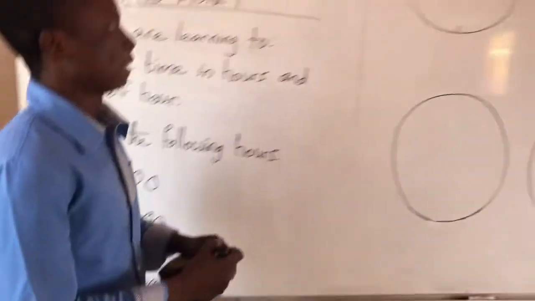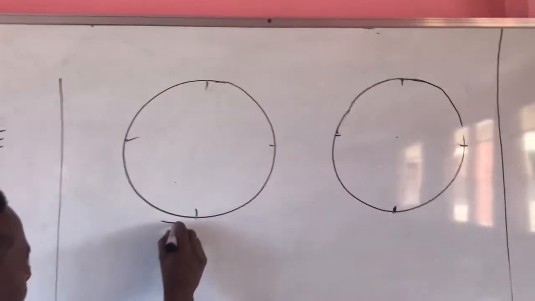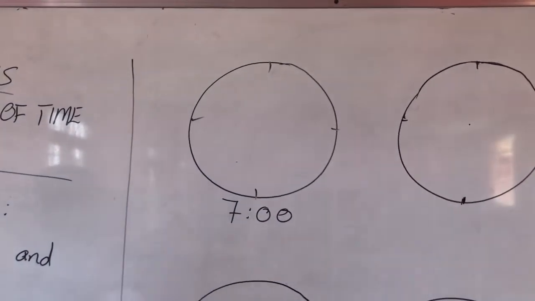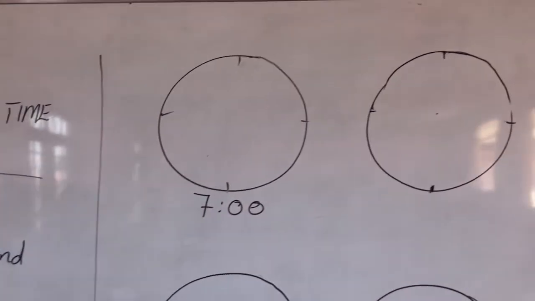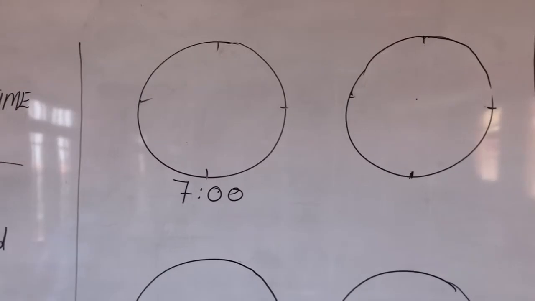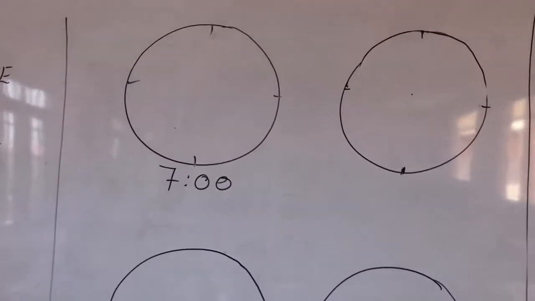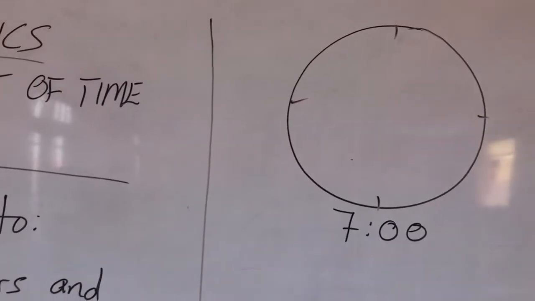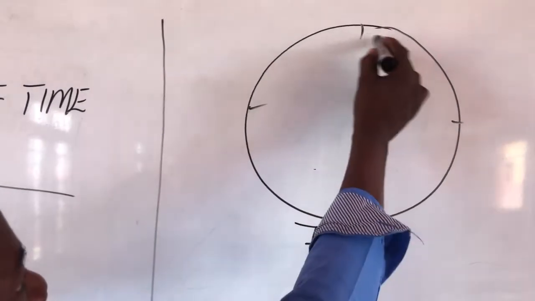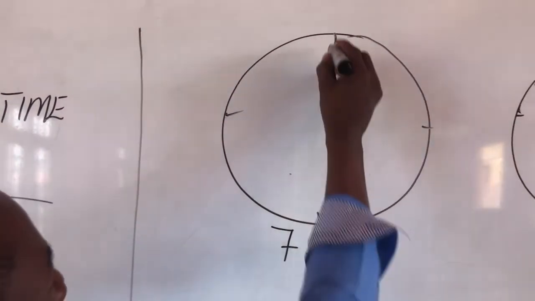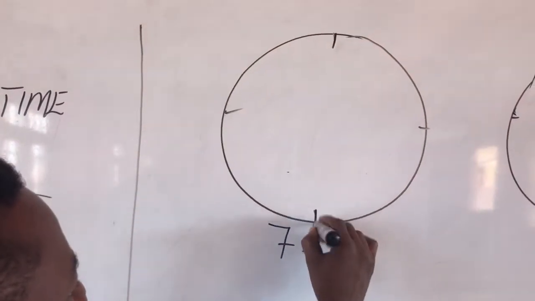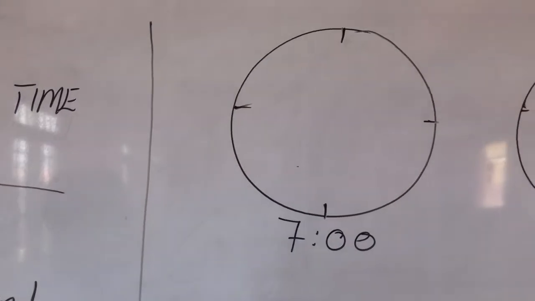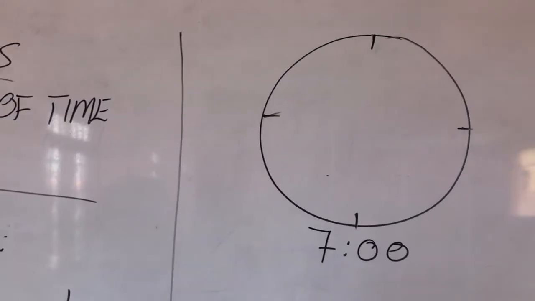So let's draw the first one. This is our 7 o'clock. So how do you draw your 7 o'clock? Now, first of all, you have to draw your circle like this. Mark it top, down, right, left, as we've done in the previous lesson.